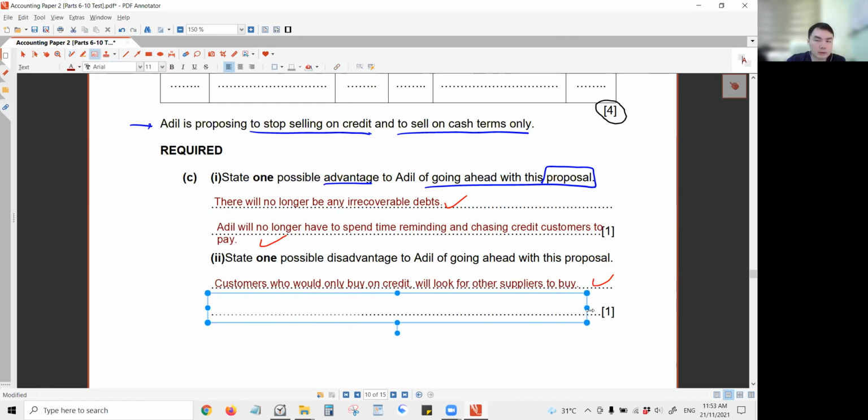Okay, one more disadvantage here of going ahead with this proposal. Adil's sales could go down. Actually, it's the same as the first line, just an elaboration. I don't think it's good.